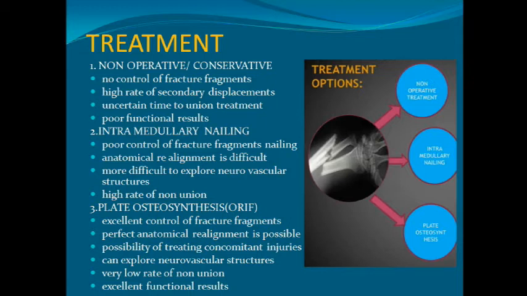So the ideal or gold standard is plate osteosynthesis, or open reduction internal fixation with plates. They have excellent control of fracture fragments, and perfect realignment is possible. Other concomitant injuries like any nerve or vascular injury can be treated simultaneously.